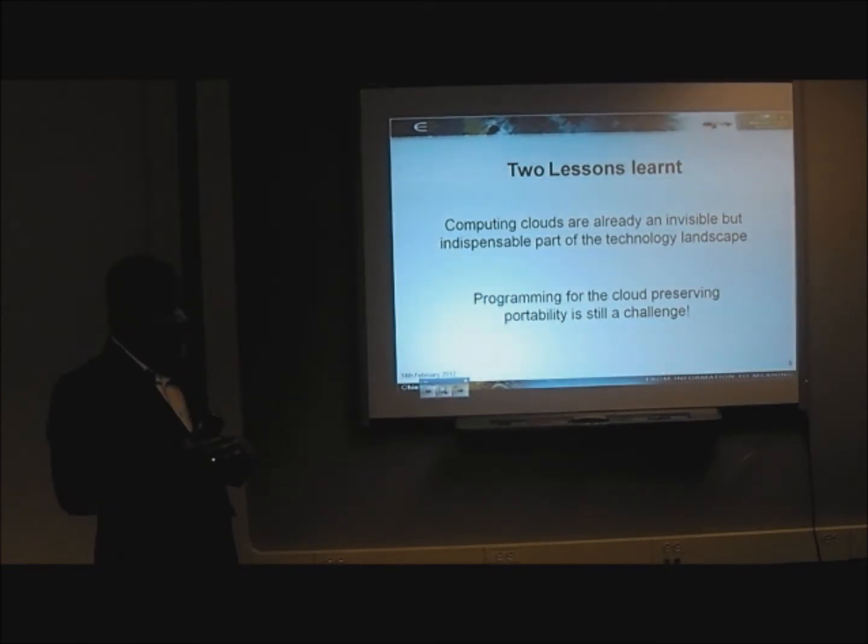There were many other clouds already up and running. They had no problems. Google had no problem. Rackspace had no problem. And still, these guys could not move their stuff over from Amazon to the other one and get it up and running. Why? Because they couldn't. So still, this portability aspect of cloud programming is hard.